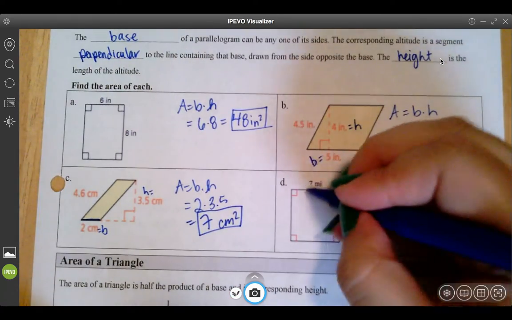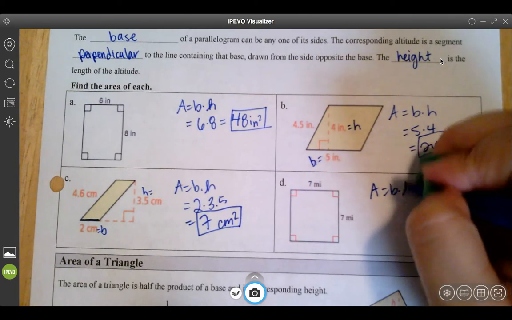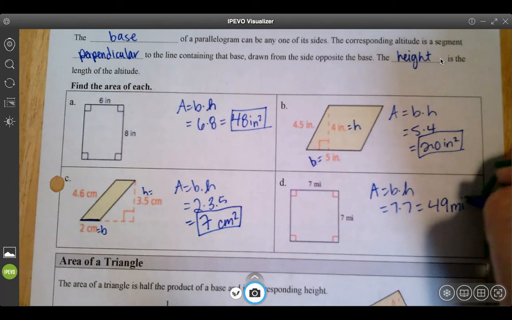And finally, part D, even though this is a square, same as a rectangle, area is base times height. 7 times 7 is 49 square miles.